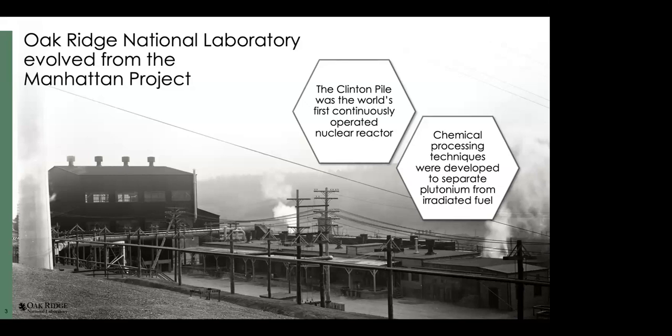So Oak Ridge was one of those sites picked for its geography. It was well hidden, away from the coast, and had very little population to be moved. There are some interesting stories, but essentially this Clinton pile, that's what it used to be called at that time, became the longest running continuously operated nuclear reactor in the world.